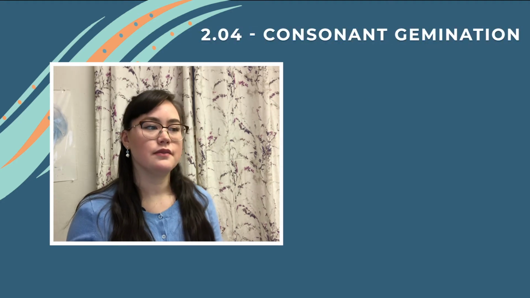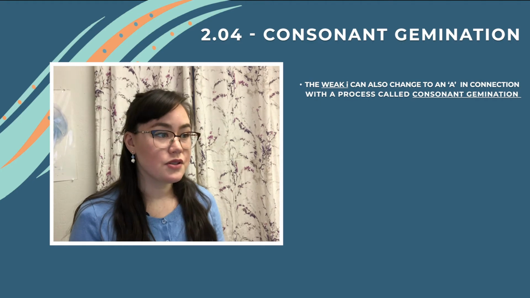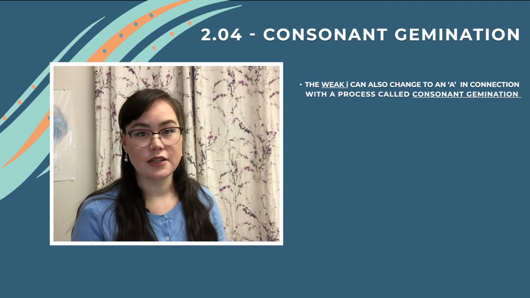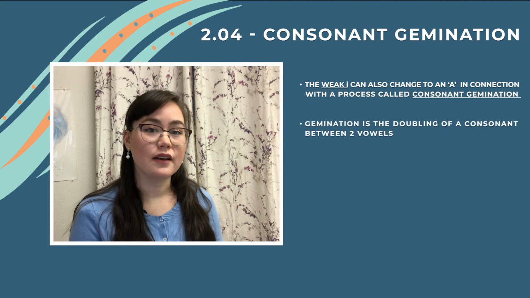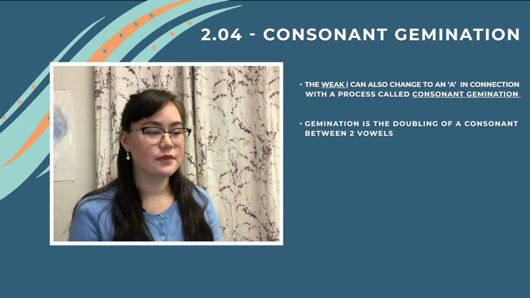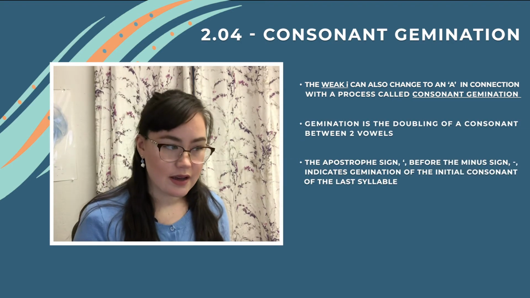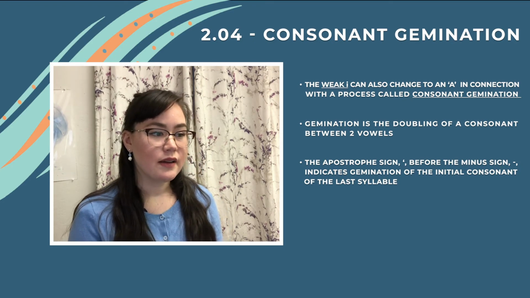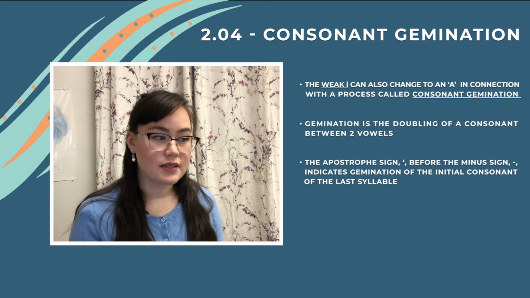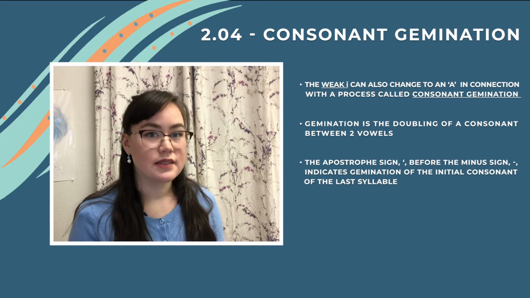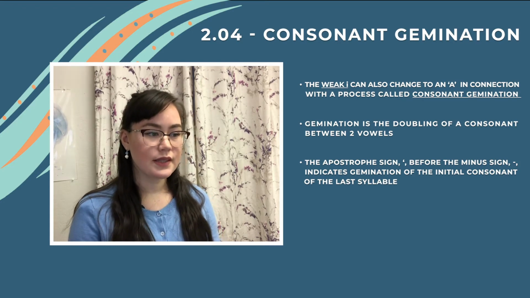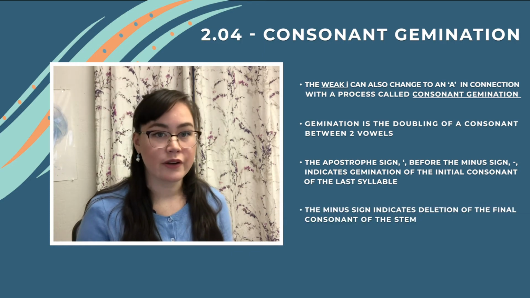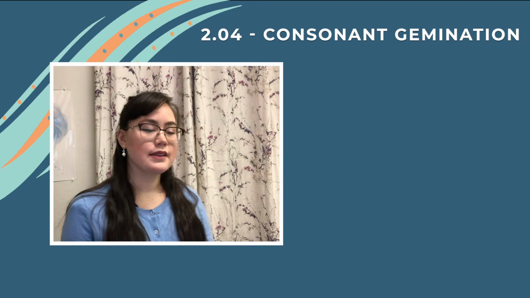Consonant gemination. The weak i can also change to an A in connection with a process called consonant gemination. Gemination is the doubling of a consonant between two vowels. The apostrophe sign before the minus sign indicates gemination of the initial consonant of the last syllable. The minus sign indicates deletion of the final consonant of the stem word. Let's look at the examples.